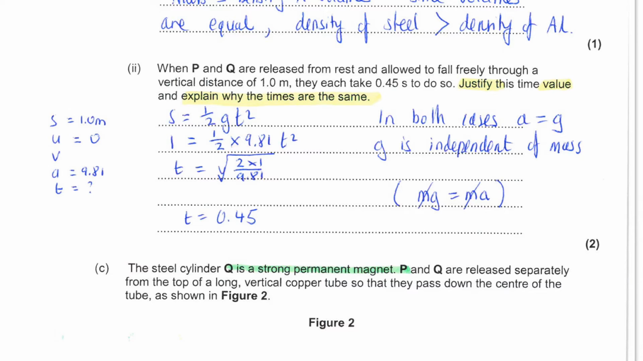So filling in that the distance fallen is 1 metre and that the acceleration is 9.81 and the initial velocity is 0, we have s equals a half gt squared. Substitution of your values and some careful rearranging leads you to the answer of 0.45 seconds.